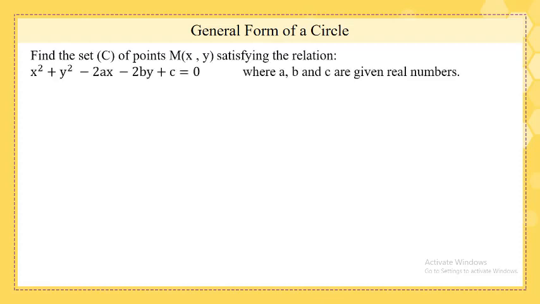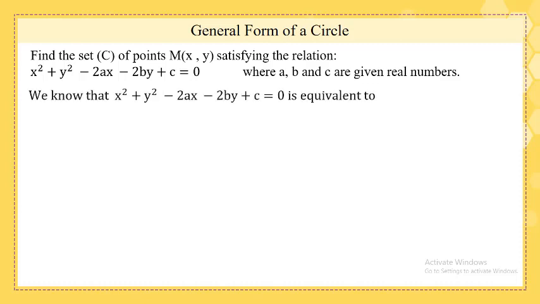Now, moving on to the second objective in our lesson, which is finding the set of points M satisfying the relation x squared plus y squared minus 2ax minus 2by plus c equals 0, where a, b, and c are given real numbers. This equation is called the general form of a circle. We know that upon grouping the same unknowns to one side and completing the square, we will obtain an equivalent equation, which is x squared minus 2ax plus a squared minus a squared plus y squared minus 2by plus b squared minus b squared plus c equals 0.